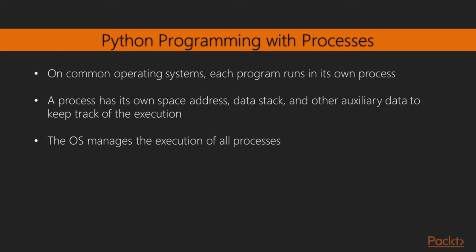Now we'll check how the Python programming language works with processes. On common operating systems, each program runs in its own process. Usually, we start a program by double-clicking on the program's icon or selecting it from a menu. In this video, we simply demonstrate how to start a single new program from inside a Python program. A process has its own address space, data stack, and other auxiliary data to keep track of the execution. The OS manages the execution of all processes, managing the access to the computational resources of the system via a scheduling procedure.